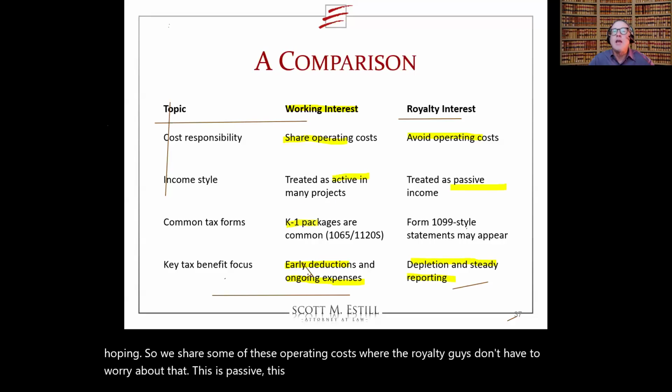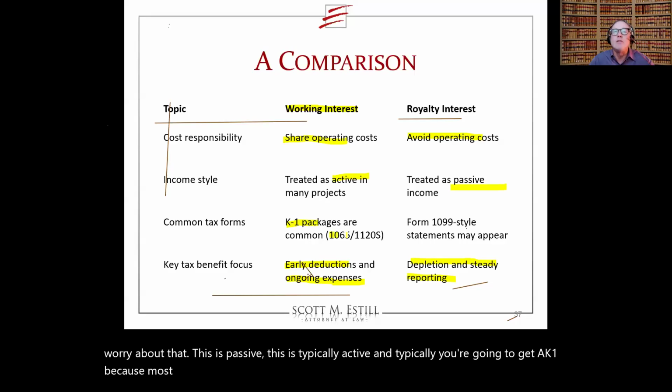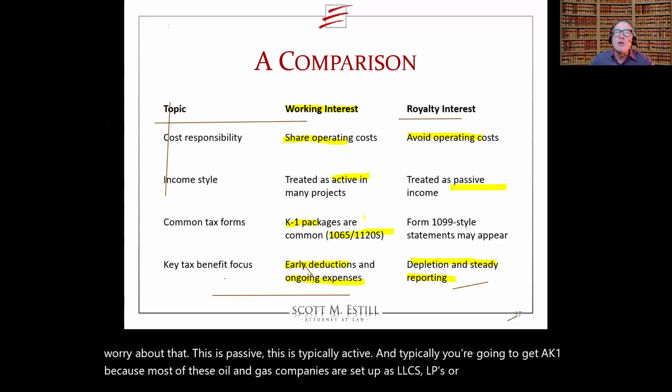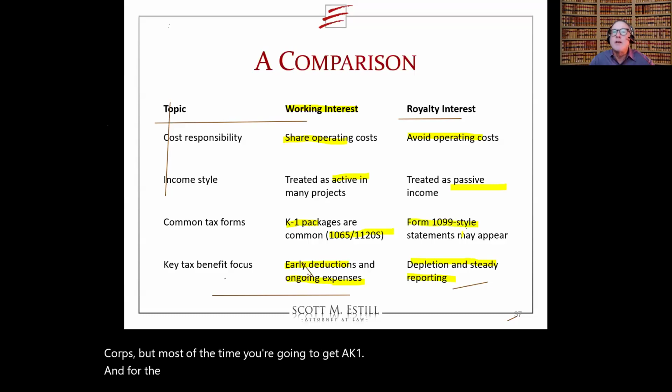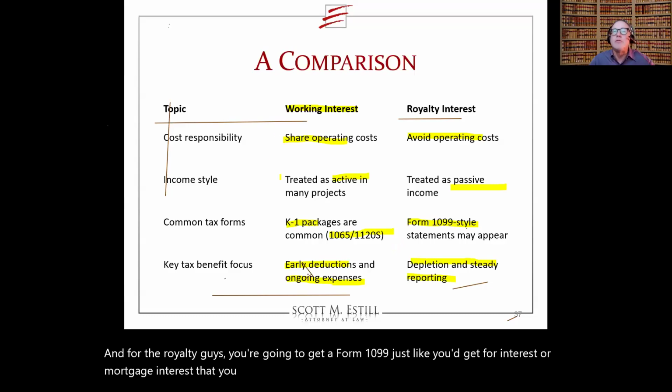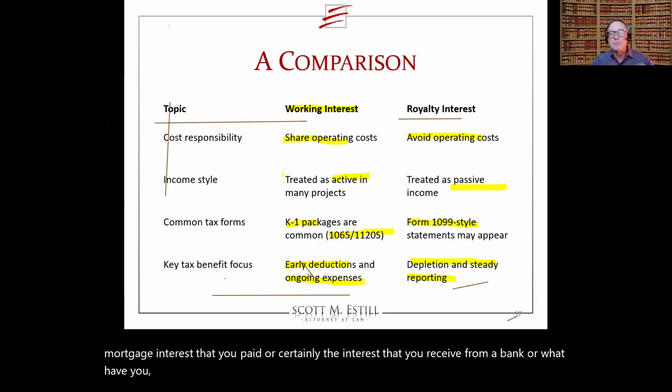And typically you're going to get a K1 because most of these oil and gas companies are set up as LLCs, LPs, or S Corps. Some are C corps, but most of the time you're going to get a K1. And for the royalty guys, you're going to get a Form 1099, just like you'd get for interest or mortgage interest that you paid, or certainly the interest that you received from a bank or what have you. So comparison between the two.